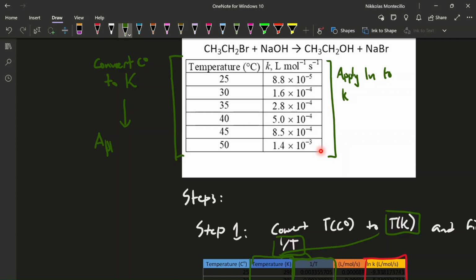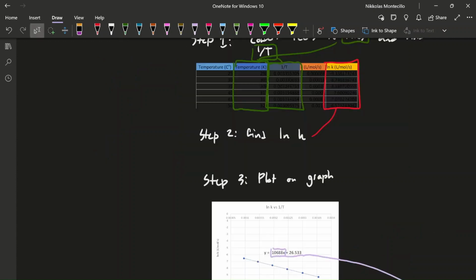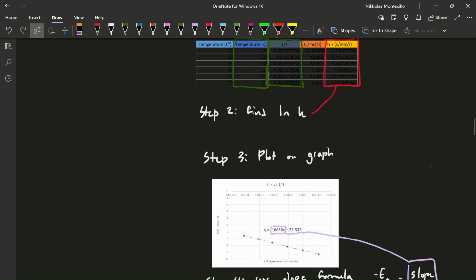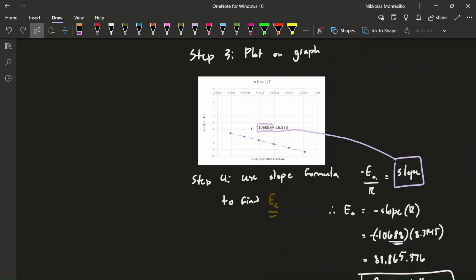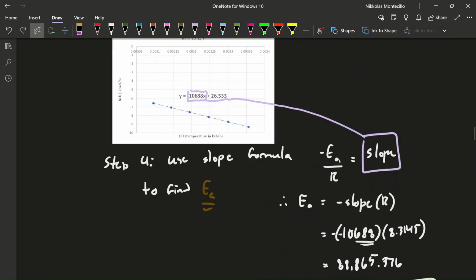essentially you want to find ln k, and then you want to plot these values on a graph, right? You want to plot all the values on the graph where ln k is y and 1 over T is x, right? And then what you want to do is use the slope formula where negative EA over R equals the slope, right? Times the universal gas constant, right? So we find that the slope is equal to 10688, right?